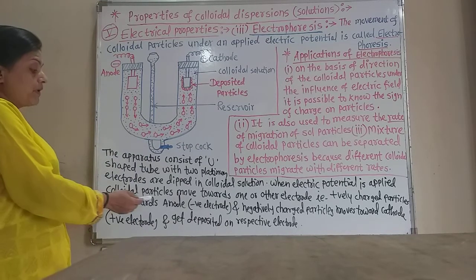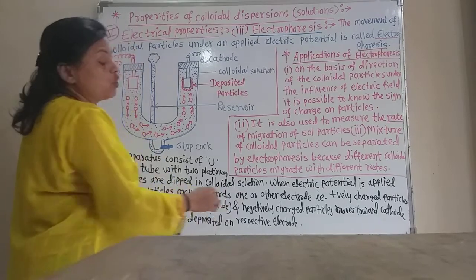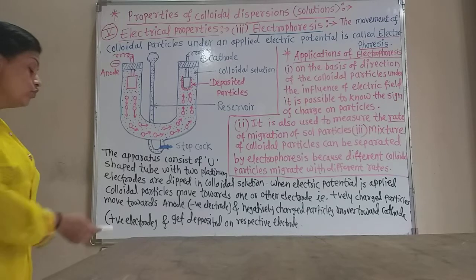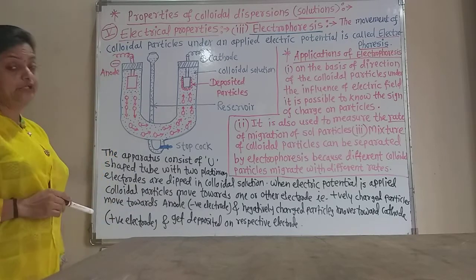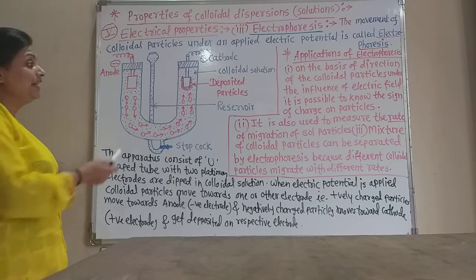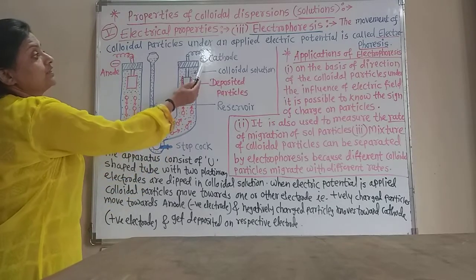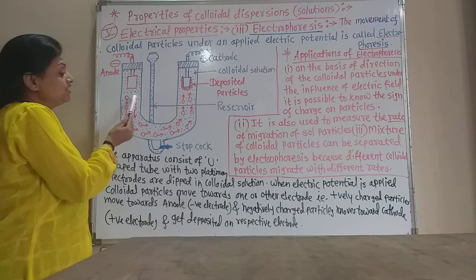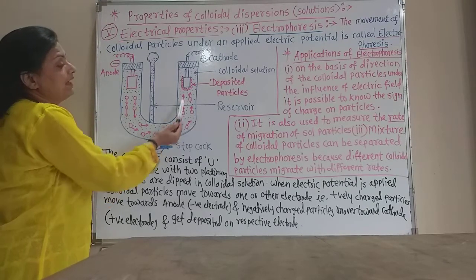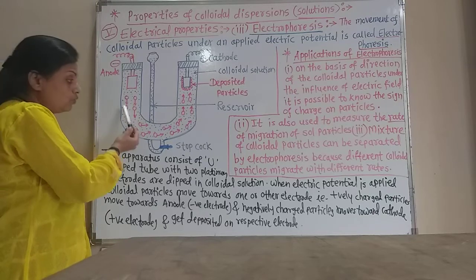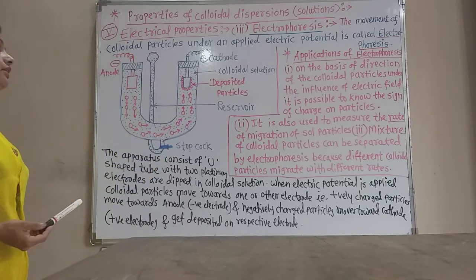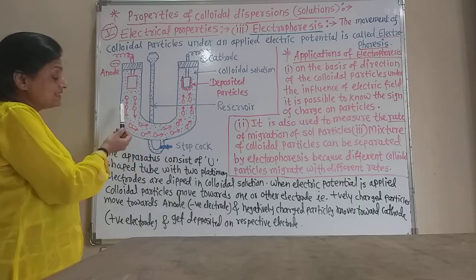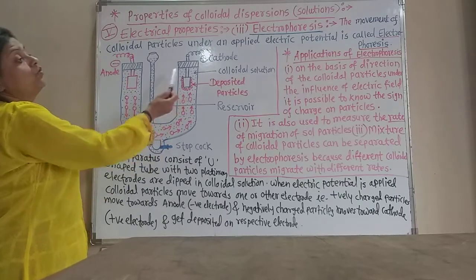The colloidal particles move towards one or the other electrode. That means positively charged particles move towards the anode, that is the negatively charged electrode, and negatively charged particles move towards the cathode, that is the positively charged electrode. Now here these particles are migrating from the negative electrode toward the positive electrode.